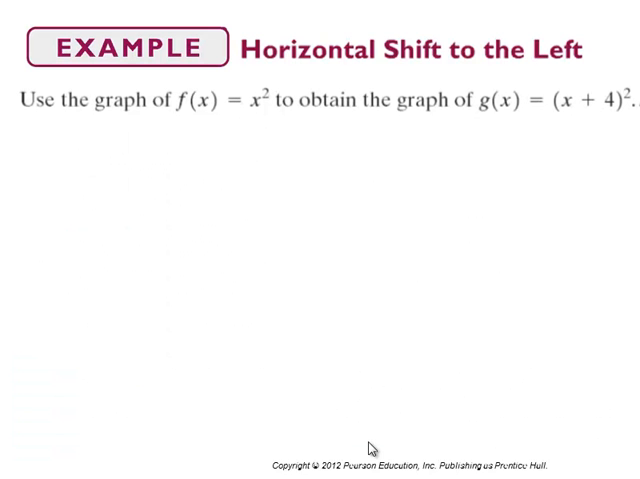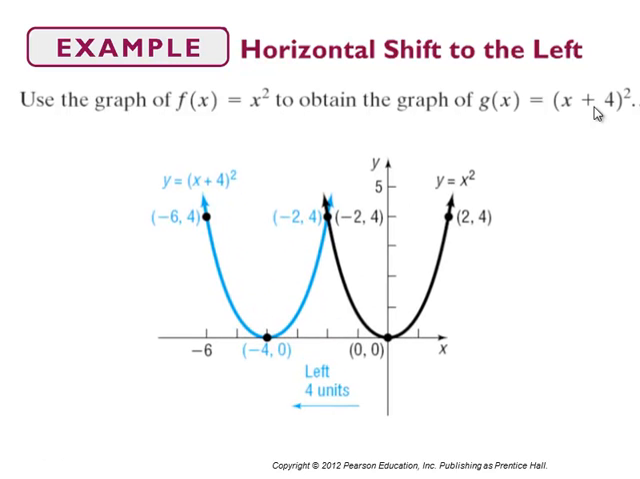Okay? Moving along here. So if you are looking at the graph of x squared, what would the graph of x plus 4 squared look like? And you'd be right if you said it's the graph of x squared shifted 4 units to the left, like you see for this blue curve.